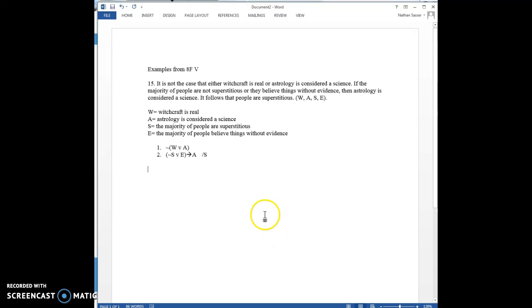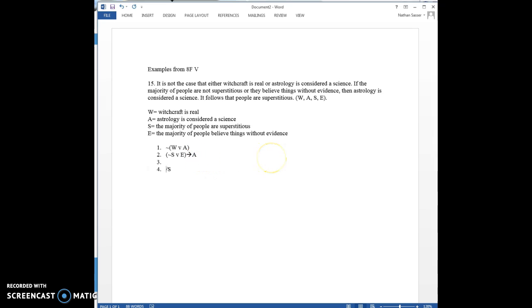Okay, this is another example from 8F, section 5. This is number 15. I've already gone and symbolized the word problem here. Here's our first premise: not W or A. If not S or E, then A. And we're supposed to prove S.